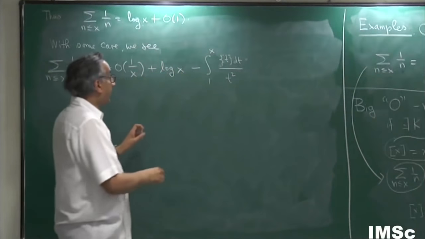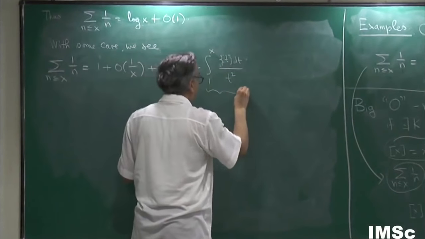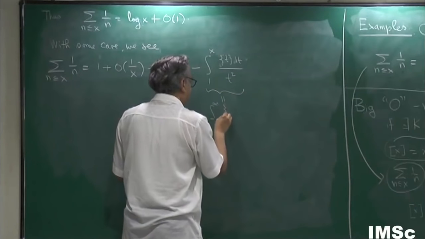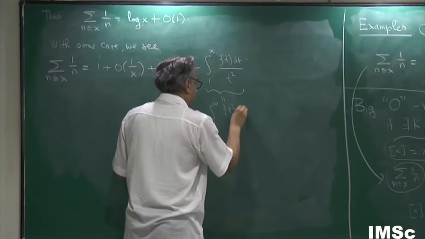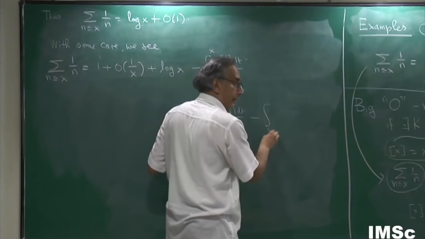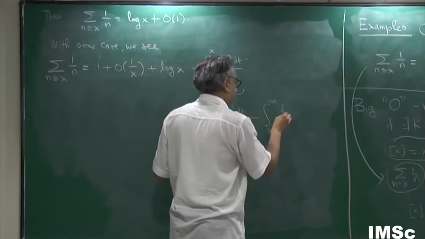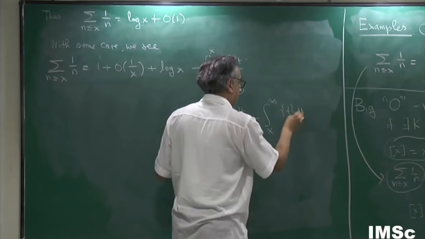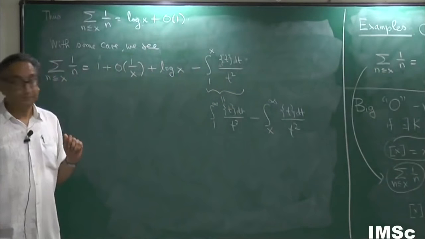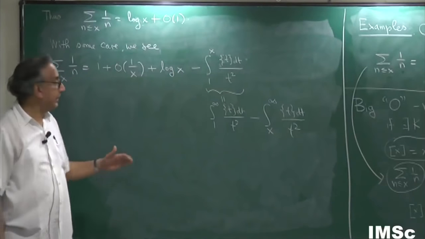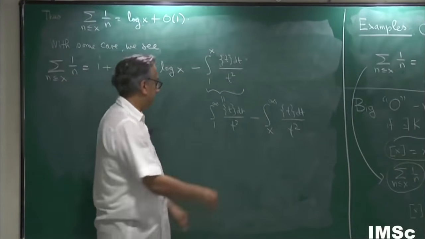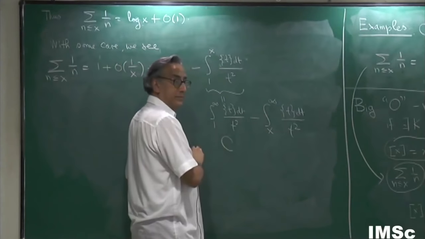Okay, and then I'm going to write this guy here as equal to the integral from 1 to infinity of the fractional part of t, dt over t squared, and subtract what I added, from x to infinity of the fractional part, dt over t squared. The advantage of doing that is this is a number now. It doesn't depend on x anymore. So this is some sort of constant, c, call it.